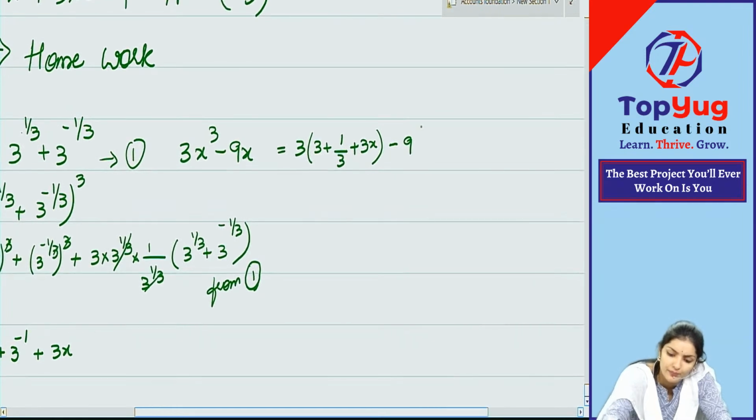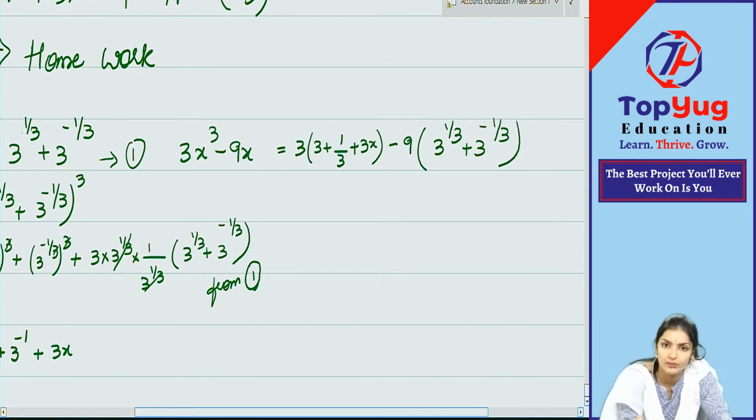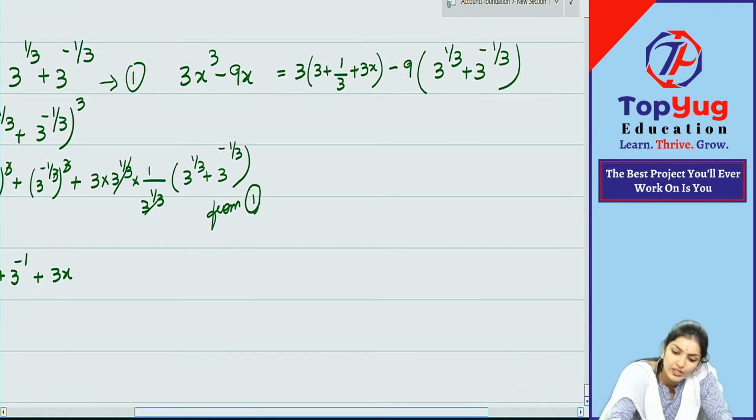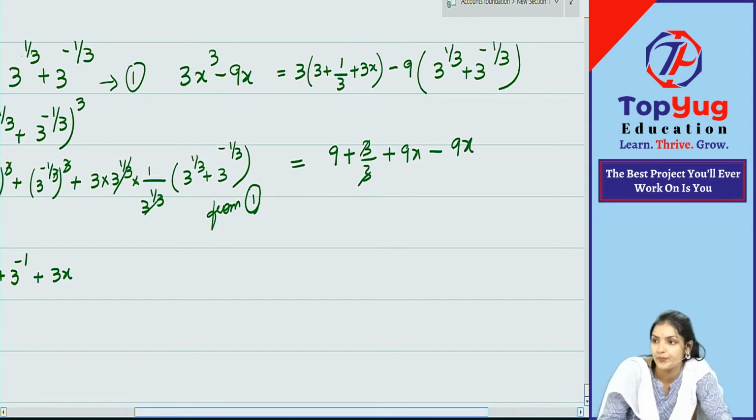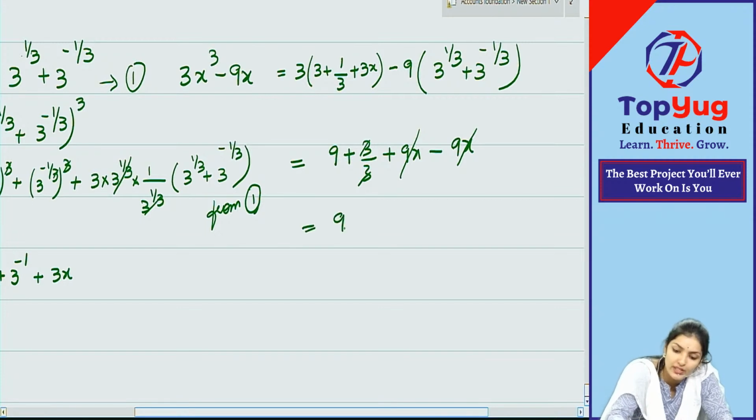What is x given? 3 into 1 by 3 plus 3 minus 1 by 3. Right. So here what I can do is 9 plus 3 by 3 is how much, Ray? 1. So but still I'm writing plus 9x minus, can I write this as 9x directly so that I can cancel this both? Now this will be 9 plus 1 which is equal to 10.